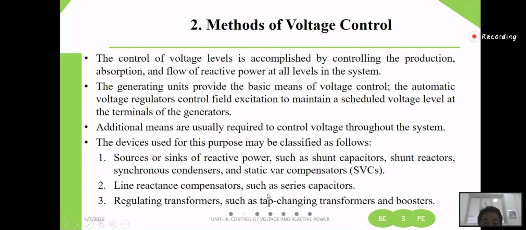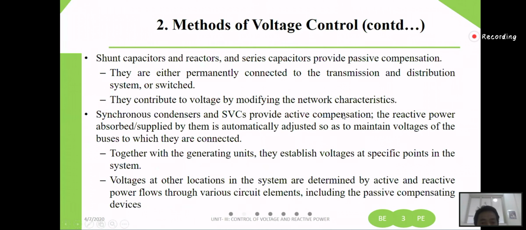You have already learned the tap changing transformer in DC machines and transformers in the second semester, second year. So it will not be much of a problem for you, because you have already learned about tap changing transformers. Now, methods of voltage control.